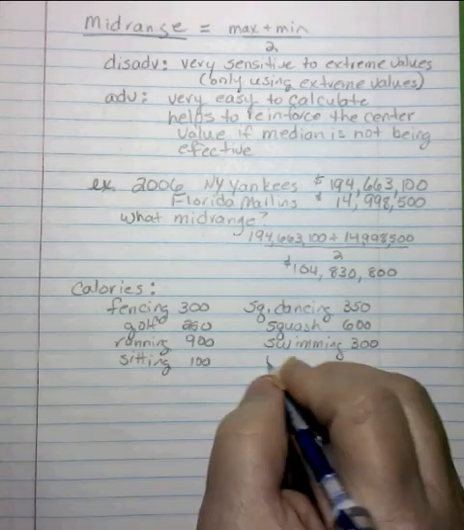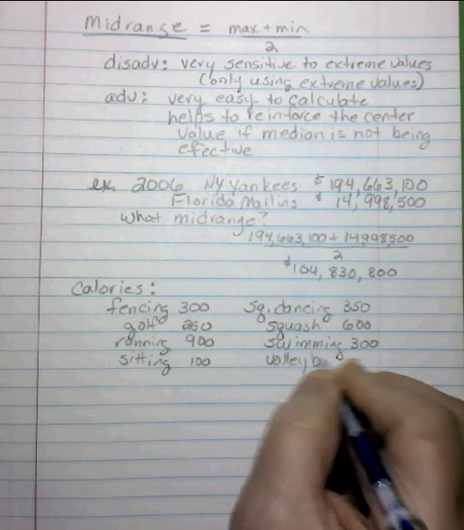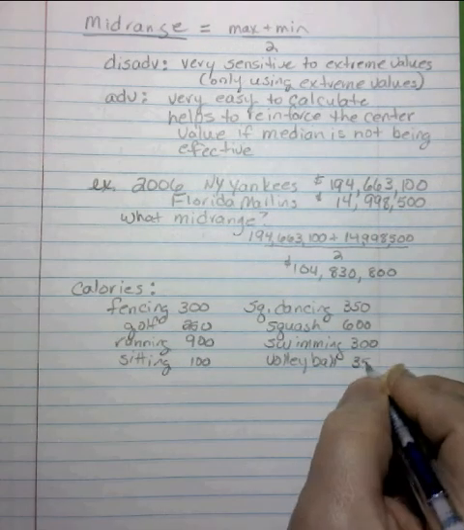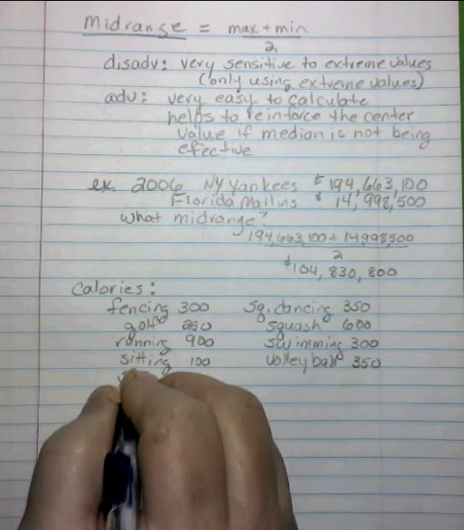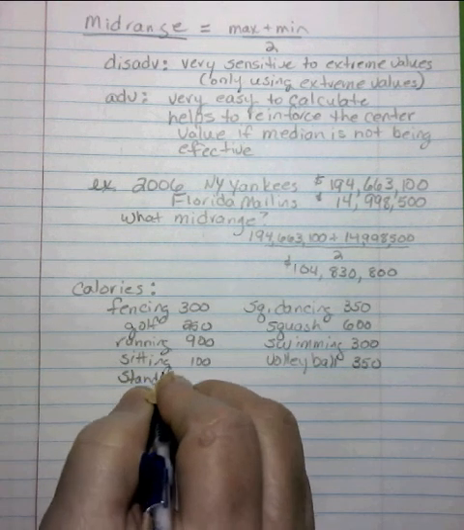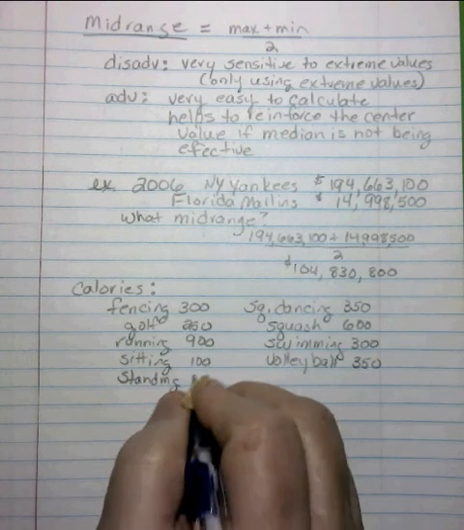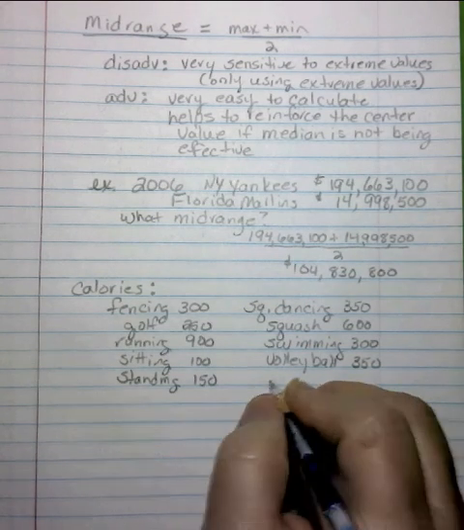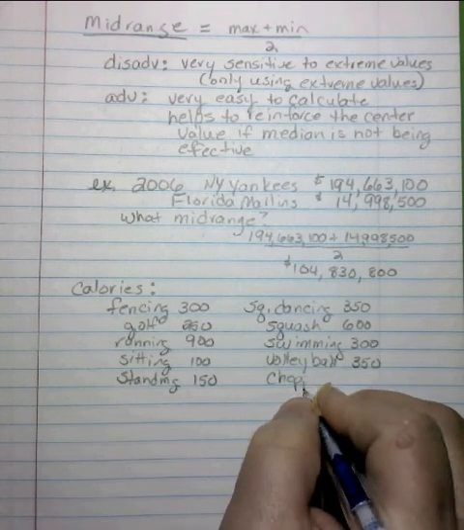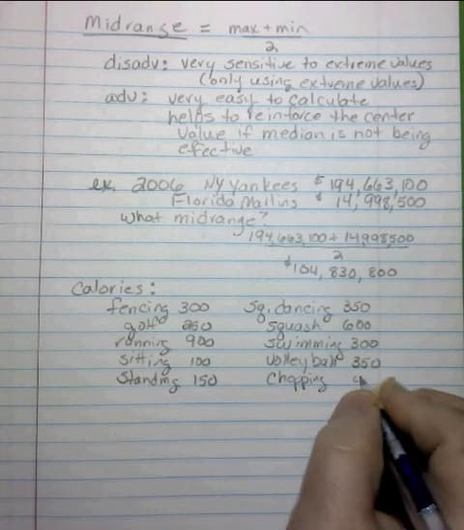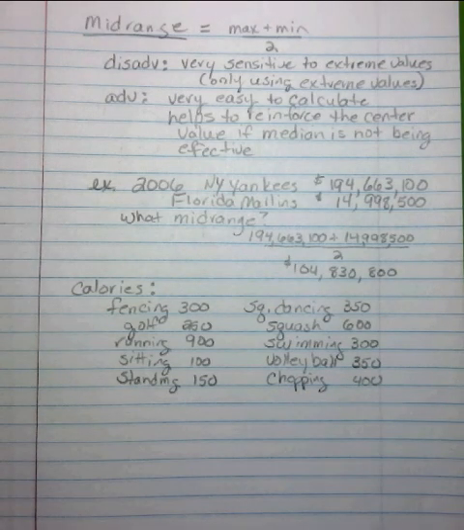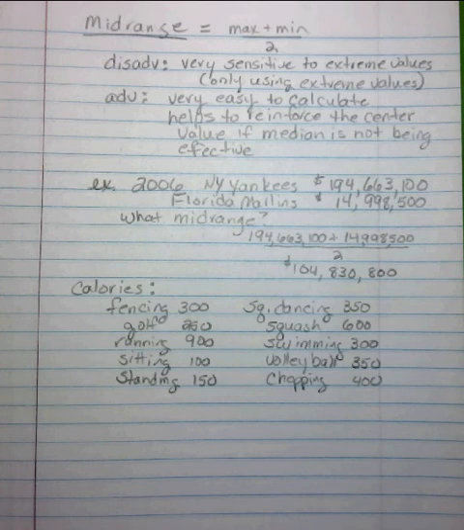If we were playing volleyball, we would use 350 calories. If we are standing, we use 150 calories. If we were chopping wood, we would use 400 calories. So knowing that these activities use these particular amounts of calories, we want to find each of the four measures of the center that we've been talking about.